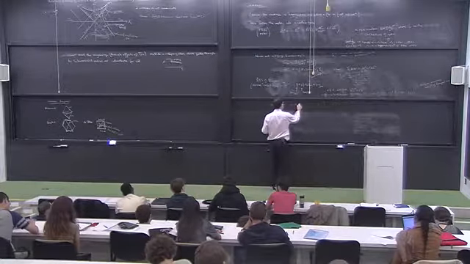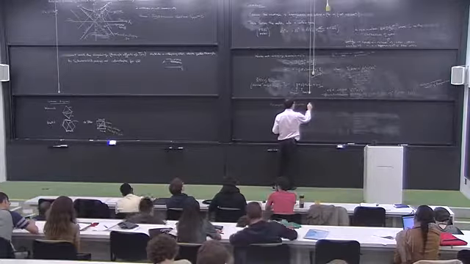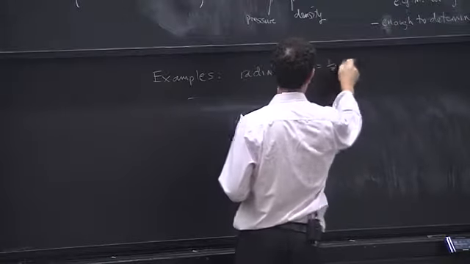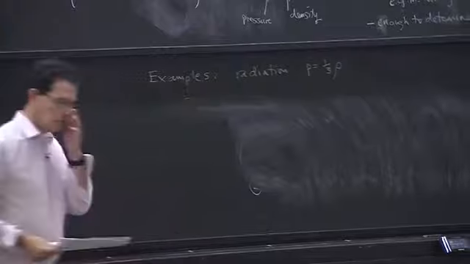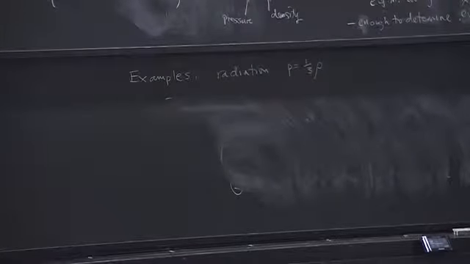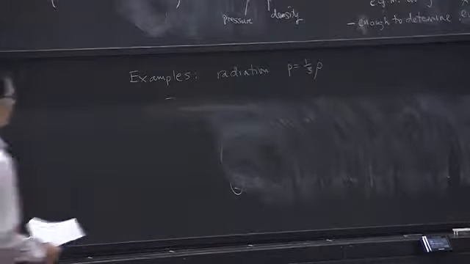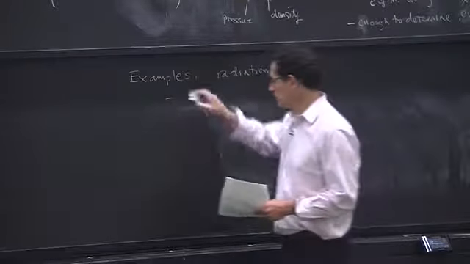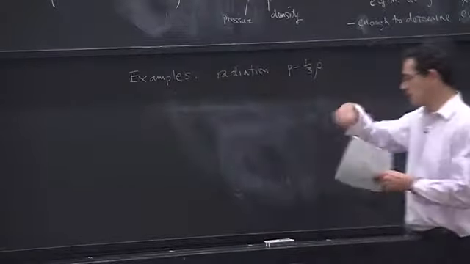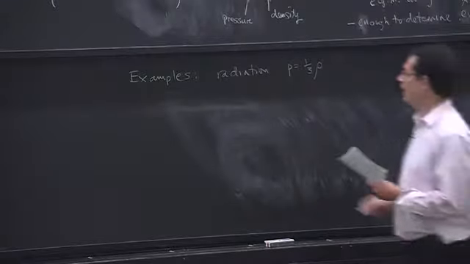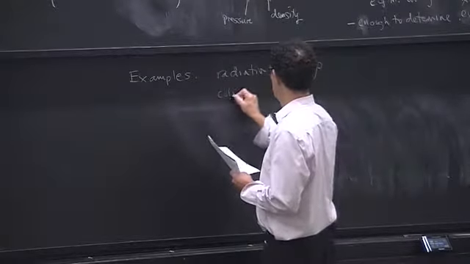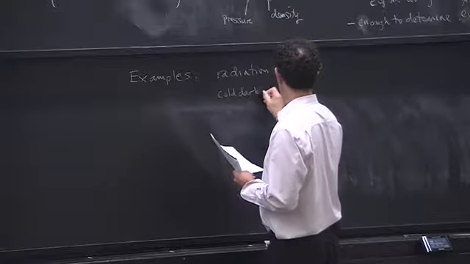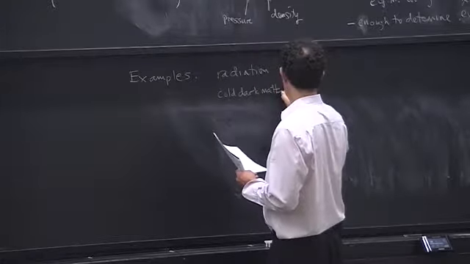Radiation has pressure equal to 1/3 ρ, which is basically a consequence of that formula I mentioned. P = 1/3 n m v squared, but v squared for radiation is the speed of light, so that's 1. And the 1/3 just comes from averaging the pressure, averaging the motion of the particles in different directions.